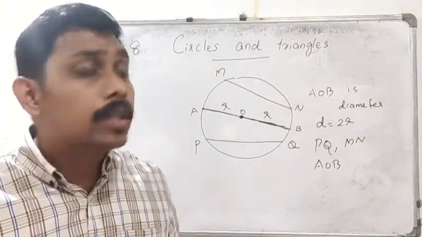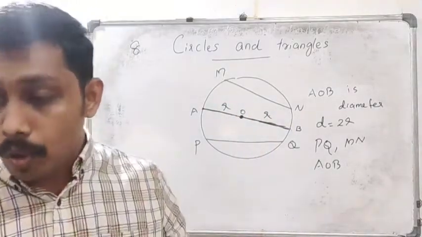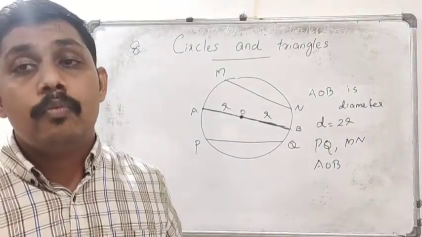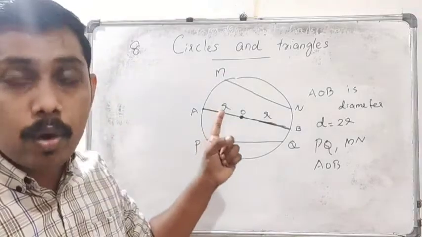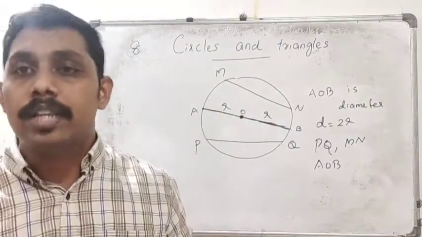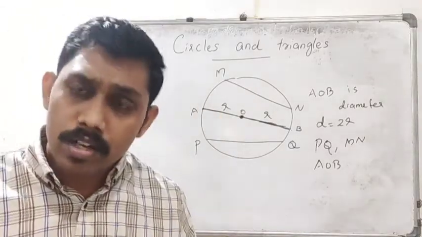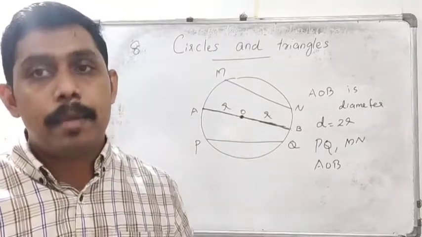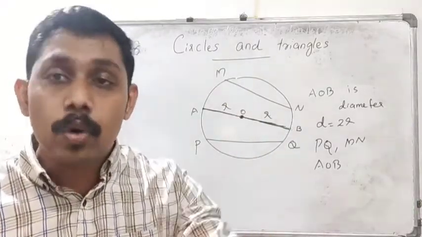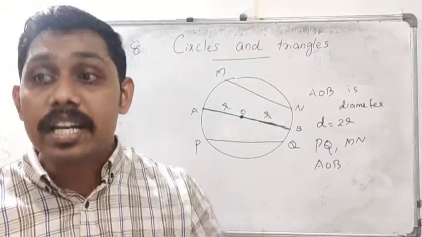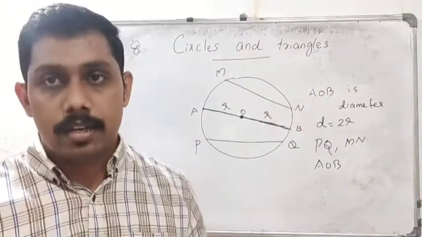So chord means the line segment which is the line joining between the 2 points on the circle. It may pass through the center of the circle. Then that is called a diameter. So diameter is also a chord, which is the largest chord in the circle.